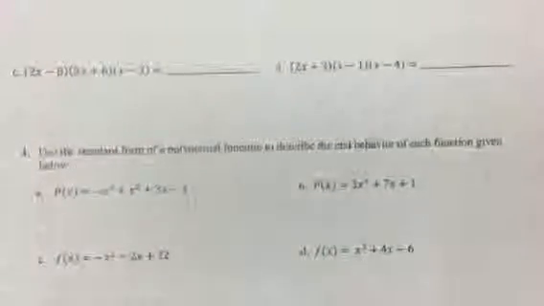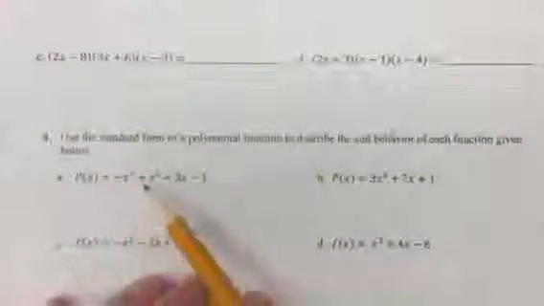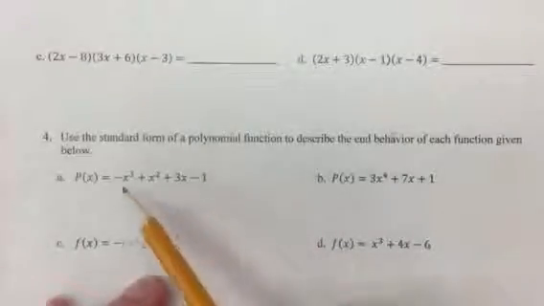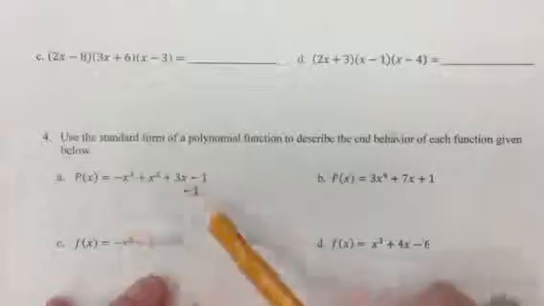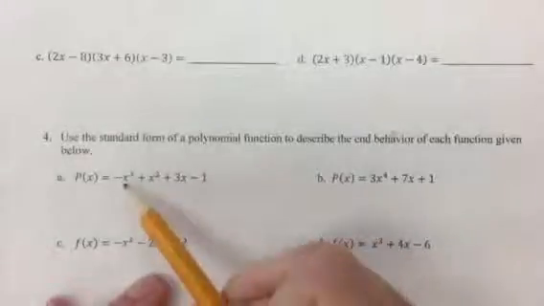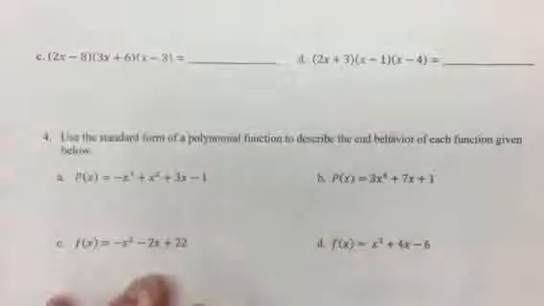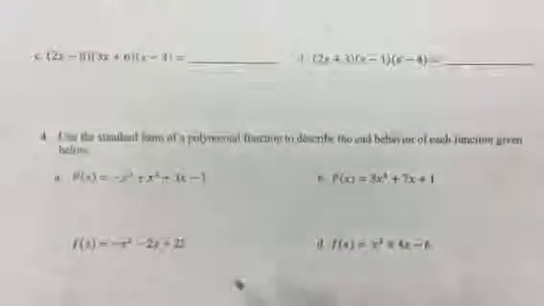Number 4 says, use the standard form of a polynomial function to describe the end behavior of each function given below. Now, these are already in standard form, so we do not have to write it in standard form, right? Standard form is there's nothing to be multiplied out, and the terms are written with descending degrees. So all of them are already in standard form.